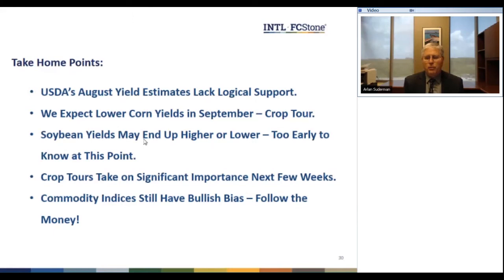Commodity indices still have a bullish bias. Follow the money. Once we stabilize these prices and we maintain this bias toward the broader commodities, we could very easily see that provide support for this market. But right now it's bearish. Right now they're selling, and we've got to stop the bleeding first, because right now they're trading chart signals. So that's what we've got to respect and pay attention to.